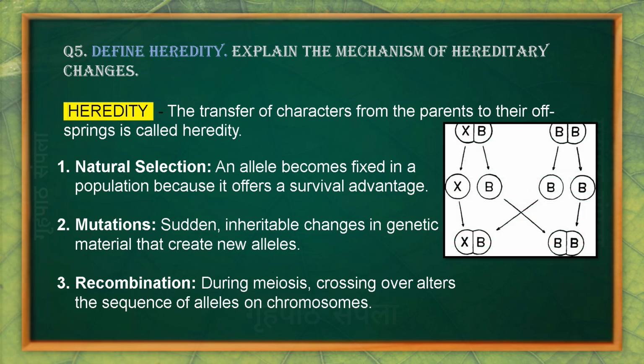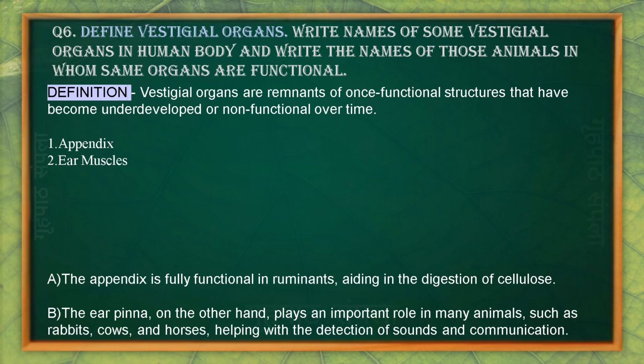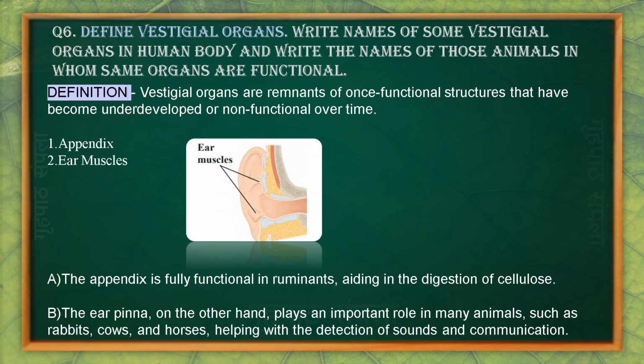Question number 6. Define vestigial organs. Write names of some vestigial organs in the human body and write the names of those animals in whom the same organs are functional. Answer. Definition. Vestigial organs are remnants of once functional structures that have become underdeveloped or non-functional over time. 1. Appendix. 2. Ear muscles.